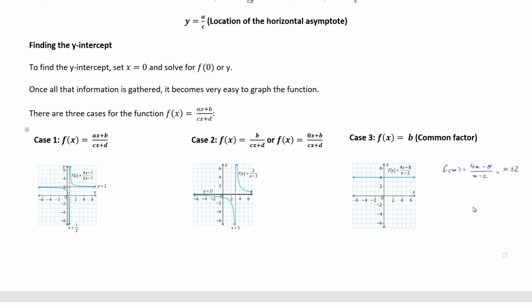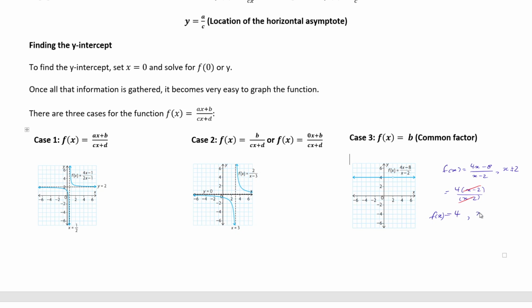So you already have a restriction there, but then when we go to factor, we factor out a 4 and we get x minus 2 over x minus 2, and so that will cancel. Sorry, I forgot the closing bracket there. Okay, so then we cancel these, and then we just end up with 4, right? So f of x is equal to 4. That's just a horizontal line at 4.